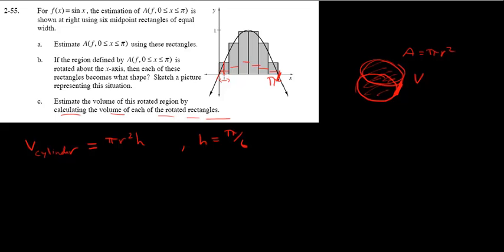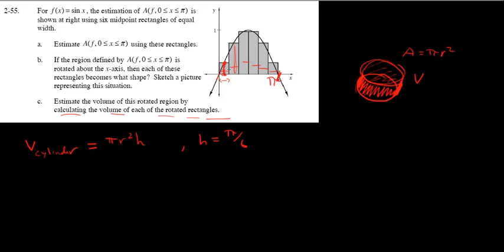Now, the radius is basically what we calculated earlier, the value of sine at the midpoint. Okay, so it's going to be the height of this rectangle. I'm using height in different ways because the height of the cylinder is going to be the distance from bottom to top of that circle. So it's kind of like the base of the rectangle, and then the height of the rectangle is going to be our radius.